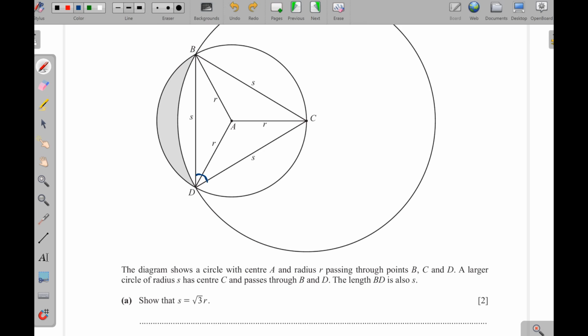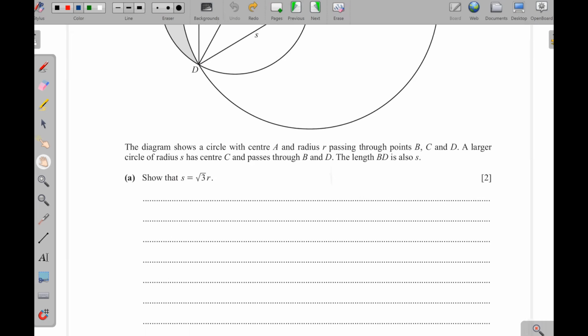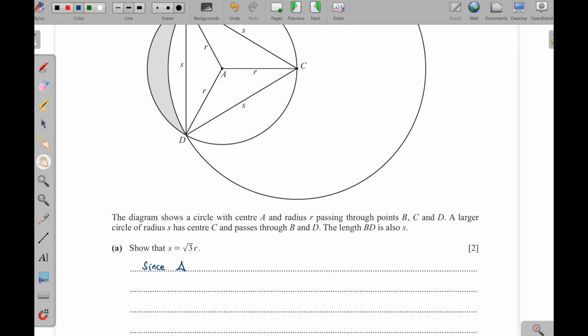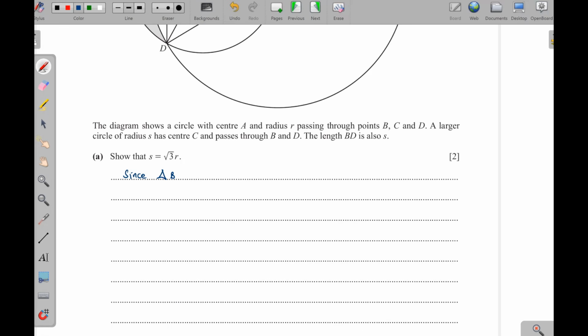Which has to be 60 degrees, which is 2 pi over 3, because remember here, we deal with angles in radians. So I will say, since triangle BCD is equilateral, then its interior angles are all equal to 2 pi over 3.